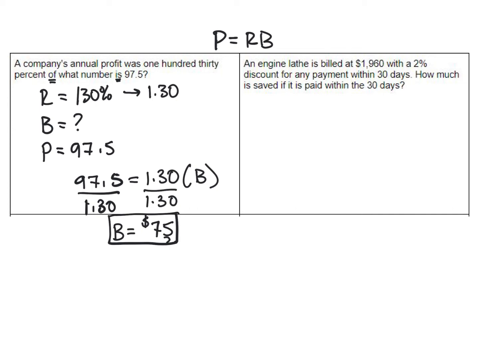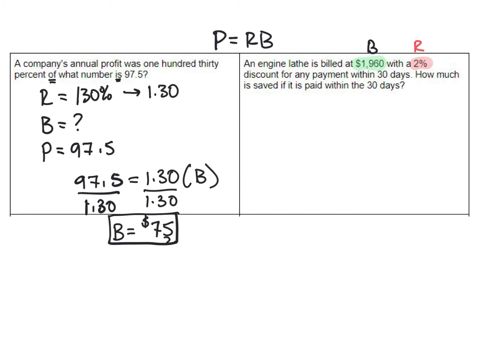All right, next one says an engine lathe is billed at $1,960 with a 2% discount if paid within 30 days. I want to know how much is saved if it is paid within 30 days. So here you are given the amount, $1,960. Think of that again as the base amount. You are then given the percent off, the discount of 2%. That's going to represent our rate.